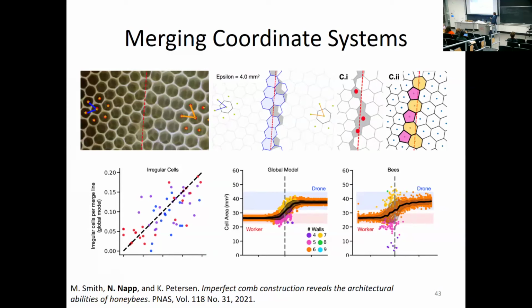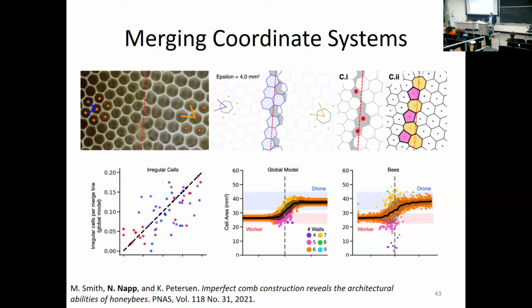This model does a really good job of predicting not necessarily the cell size at this transition, but the proportion of non-hexagonal cells that are produced, and it matches the biological data very well. So we're able to say this kind of merge is actually harder for bees because there are more non-hexagonal cells in this particular configuration, as opposed to a simpler merge where the different coordinate systems almost line up. This was a PNAS paper.